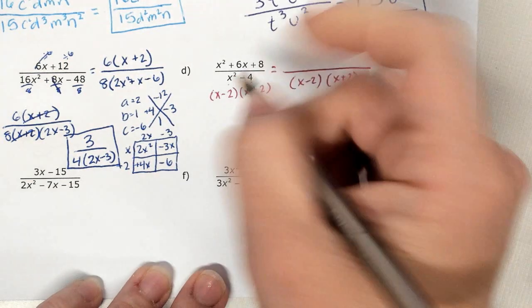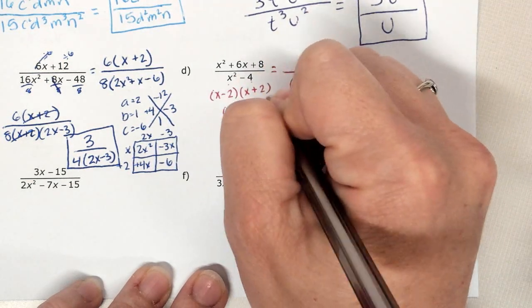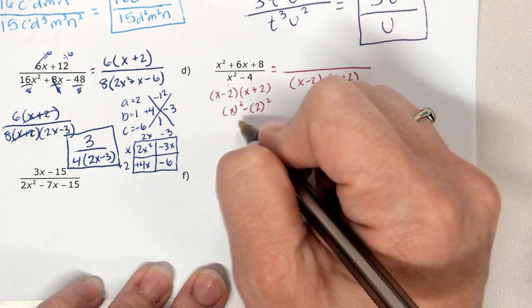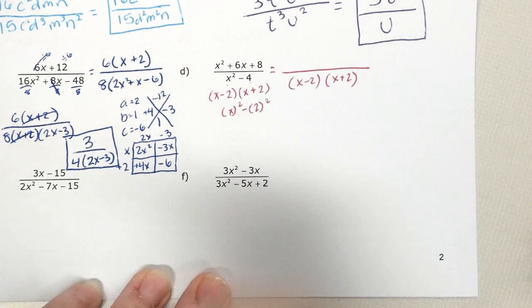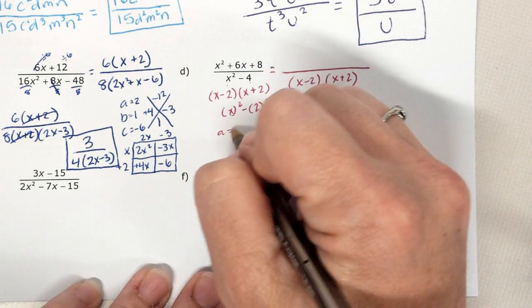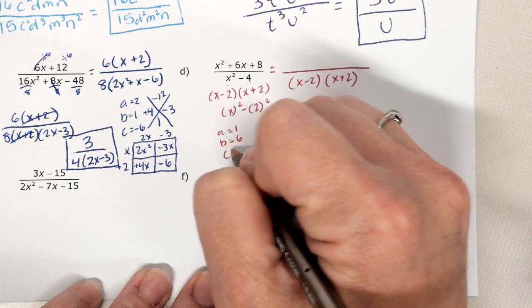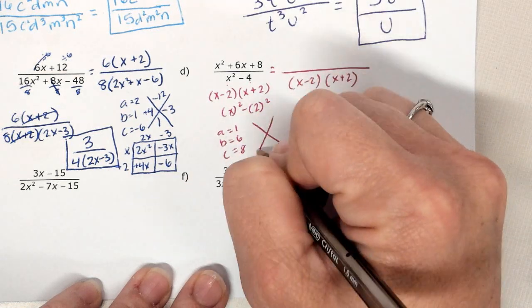Because remember, you have to figure out what squared minus what squared. So x squared and 2 squared. So x minus 2, x plus 2. Now the top we actually have to factor. So A is 1, B is 6, C is 8. Now luckily we don't have to do the box because A is 1.